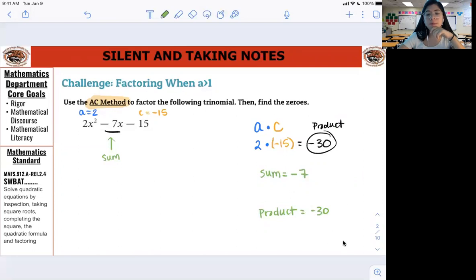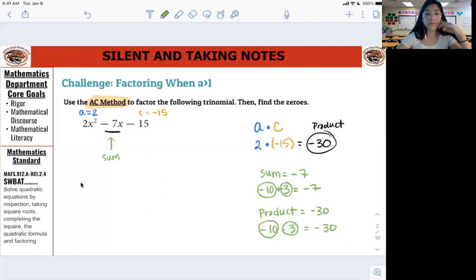3 times 10, -3. Good. 3 and 10. Now, it's 3 and 10, but is it going to be -3 and +10, or is it going to be +3 and -10? Guillermo's saying it's going to be -10. Ijara, you just put -10 and +3. Yeah, -10 plus 3 gives me -7, and -10 times 3 gives me -30. So it's -10 and +3.